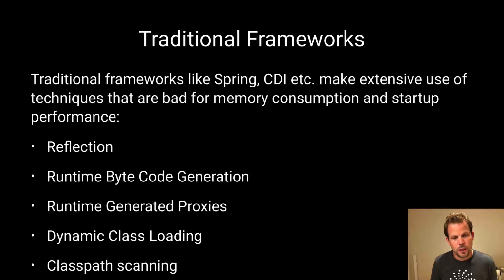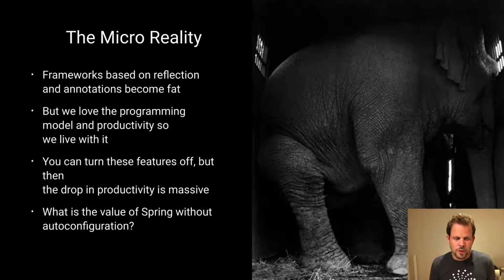Looking at traditional frameworks like Spring and CDI, when we started investigating building Micronaut, they make extensive use of techniques that are pretty much bad for memory consumption and startup performance. Things like the use of reflection, runtime bytecode generation, classpath scanning, runtime generated proxies, and dynamic class loading. The reality of using these kinds of frameworks is that because of these techniques, applications become fat pretty quickly on the Java platform, as all the reflective method handles get cached, and you have this proliferation of reflective data caches, as Spring has its own cache, Hibernate has its own cache, Jackson, and so forth. And all of this becomes a problem when you're trying to keep memory consumption down.